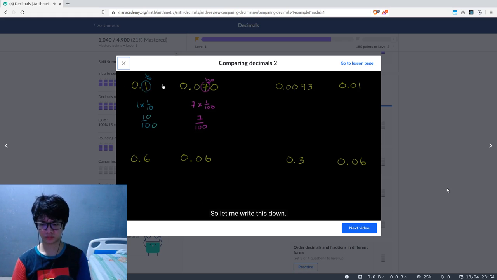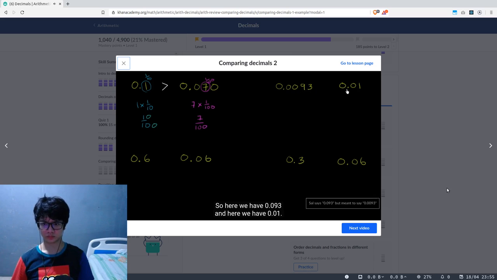So let me write this down. This is definitely larger, so it's greater than. The greater than symbol opens to the larger value. So here we have 0.093, and here we have 0.01.